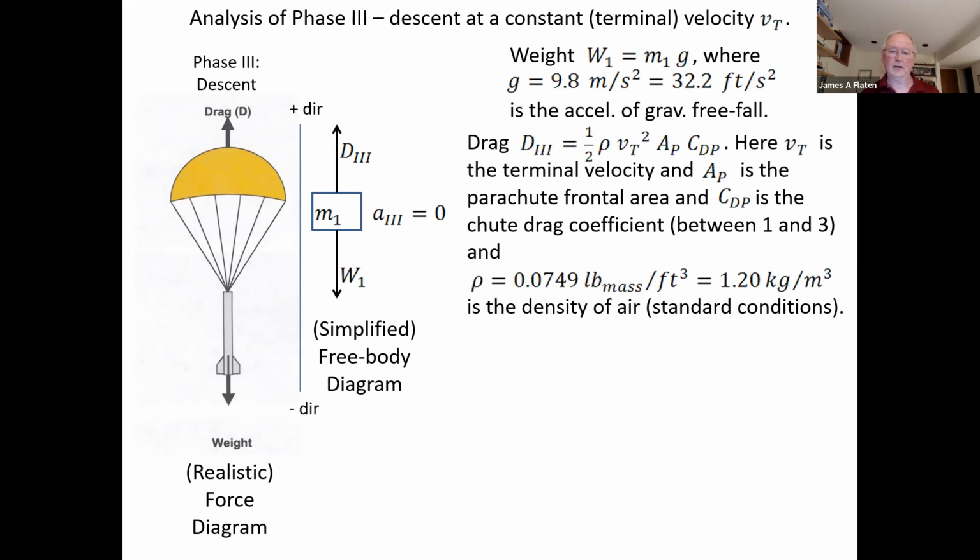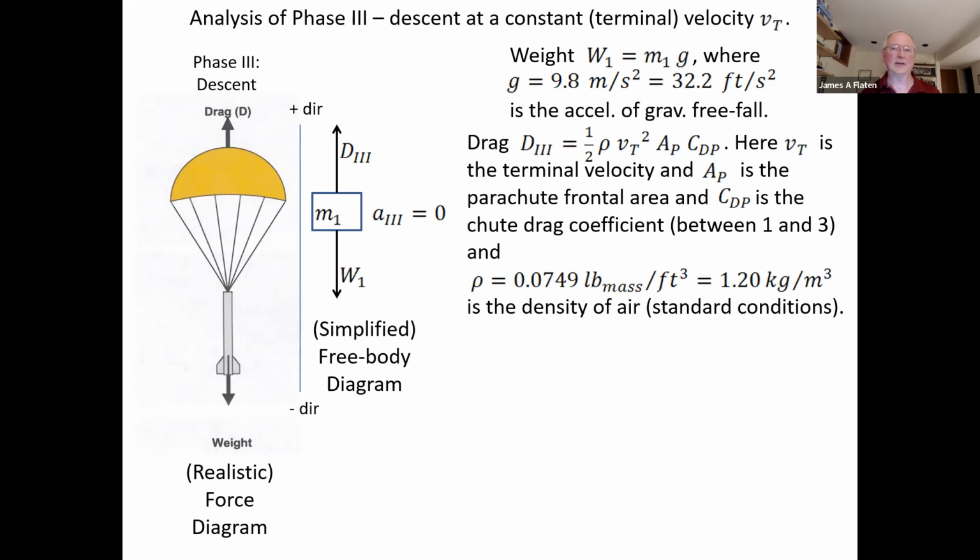Now, drag is to be calculated based on the density of the medium through which you're traveling, air in this case: 1/2 times rho, the density, times the velocity squared, times the cross-sectional area of the object, in this case the parachute, so I'll call that A sub p, and then a coefficient that describes how effective the parachute is, a drag coefficient. So let's call that C sub d, drag coefficient, and then p because it's a parachute.